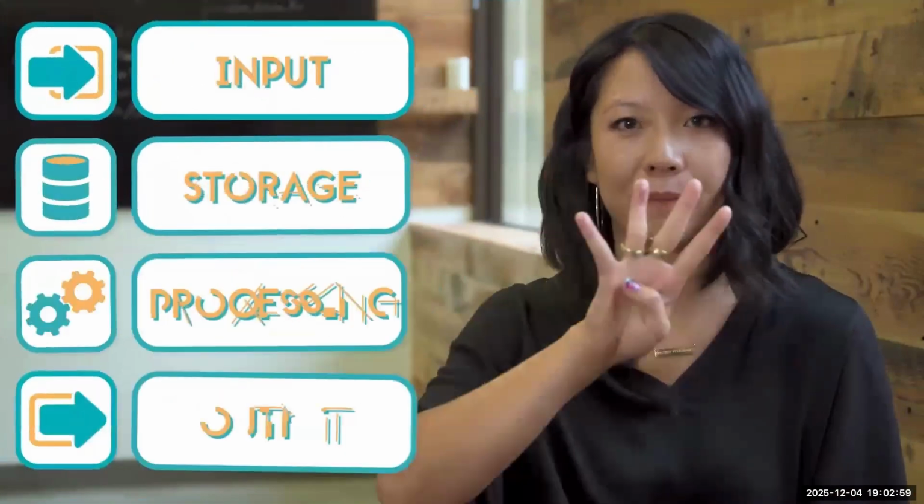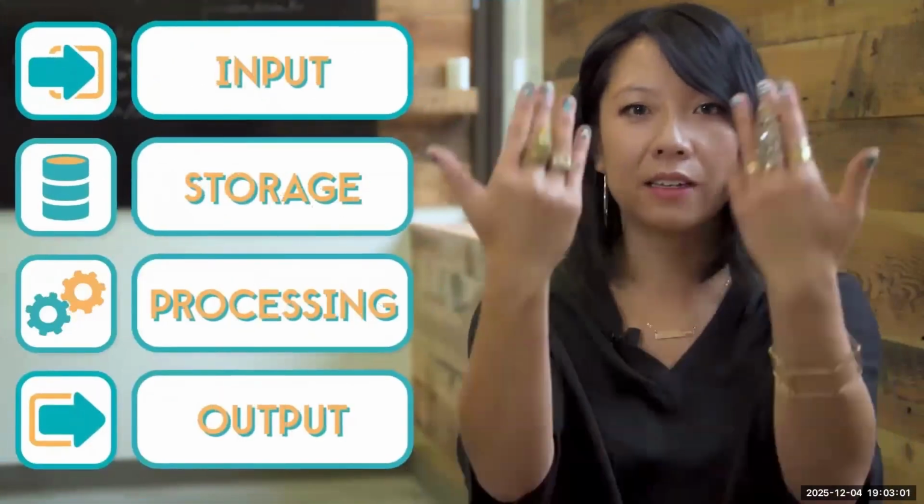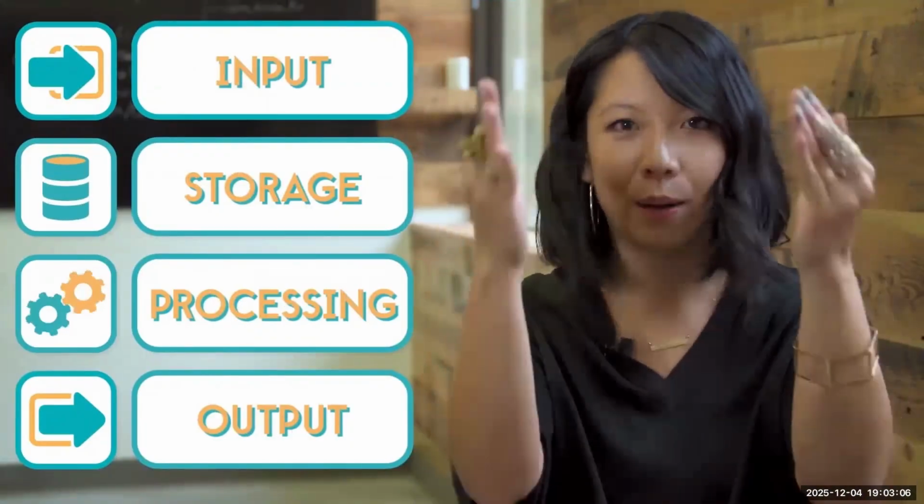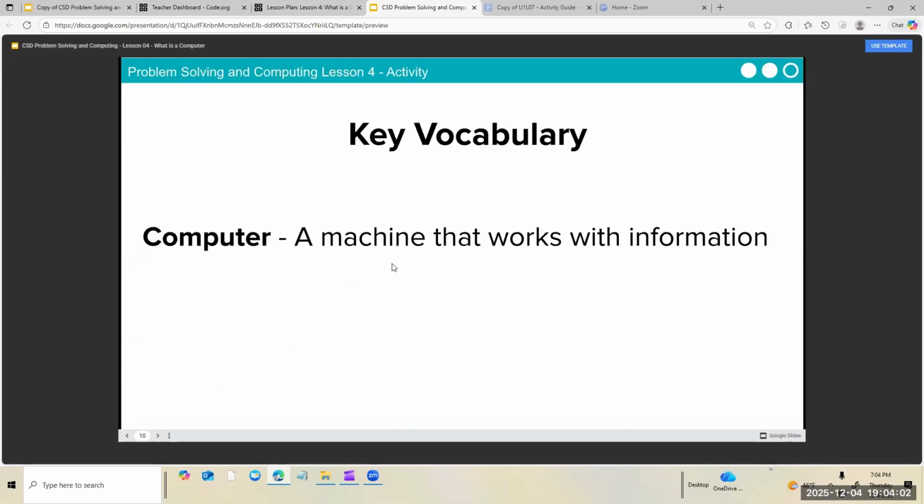But across all computers, regardless of the different types of technology they use, they're always doing the same 4 things. They take in information, they store it as data, they process it, and then they output the results. So when we first defined a computer, we defined it as a machine that works with information. So now we've added that a computer must be able to take inputs, use processing and storage, and give outputs.